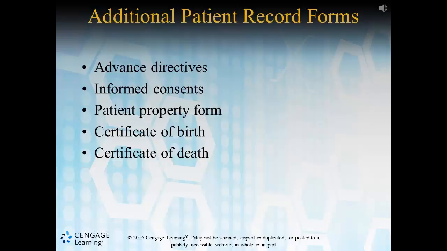In healthcare, think of it like accepting a care pathway with the knowledge that adverse outcomes are also a very real possibility. Patient property forms list those items that a patient brings with them to the hospital. Pretty simple. A certificate of birth is a legal document that is provided for a newborn.